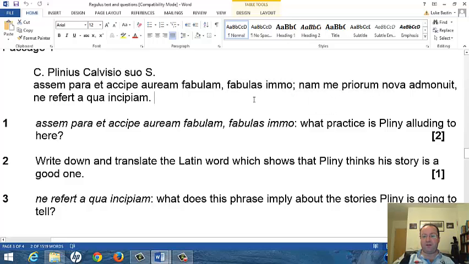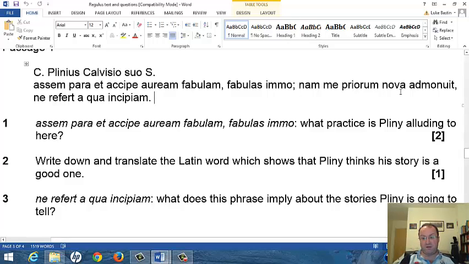Fabulas imo. What imo is doing here, it's being used adverbially to almost contradict what he's saying here. Notice how he says, accipe, receive a golden story. And then he goes ahead and says, actually, no, stories, plural. There are so many of these stories that Regulus has been doing that actually you can choose one from any number. He then goes on to say, nam me priorum nova admonuit, ne refert qua incipiam.